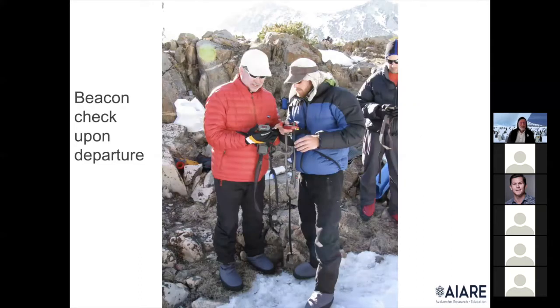So beacon check. We want to do a beacon check. We'll run through that when we get out in the field. There's a system we want to have that checks that our beacon is transmitting and it's receiving and that we're in the right mode for out that day.